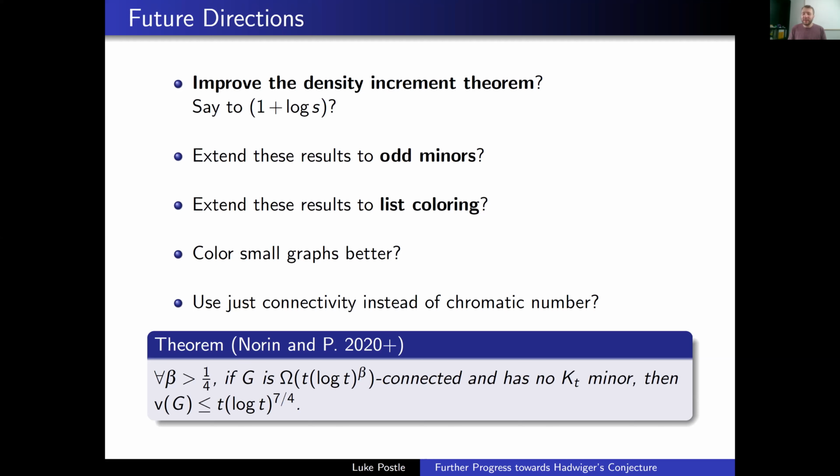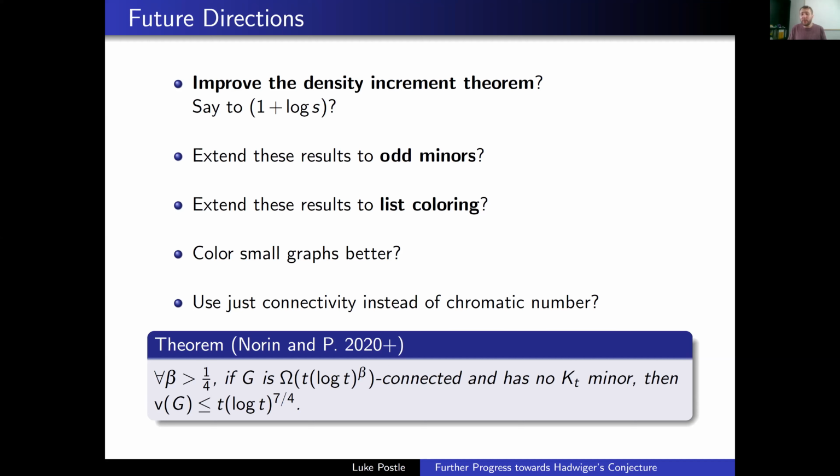And just generally, could we color small graphs better? If we can eventually improve density increment, we're down to t log t. Then one big bottleneck will be small graphs: can we color those even better? Currently, we're just using this t log t. So we haven't proved Hadwiger's even for those very small graphs. So that would be of interest.